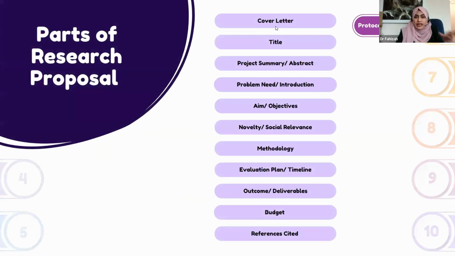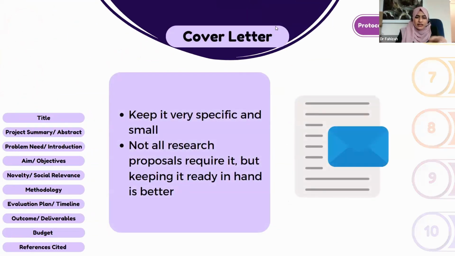So let me quickly go through the different parts of a research proposal. Coming to the cover letter, there are some areas where you will require one. If you're doing it for a college purpose, you will definitely require a cover letter. Basically, write a brief idea about your project and submit it to your college, institution, or any other place where you're submitting your research work.